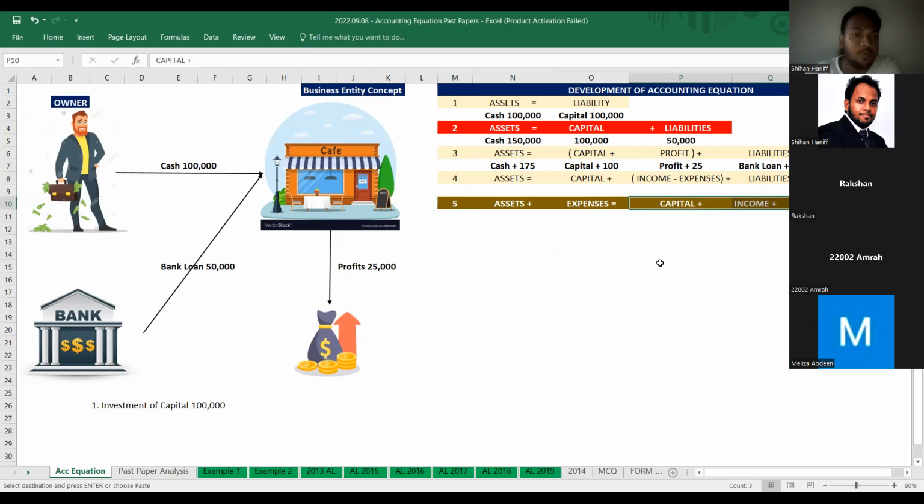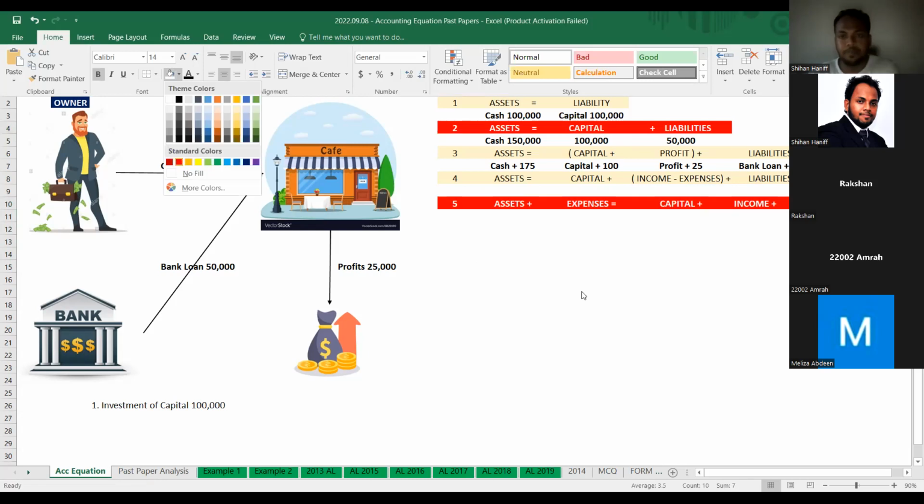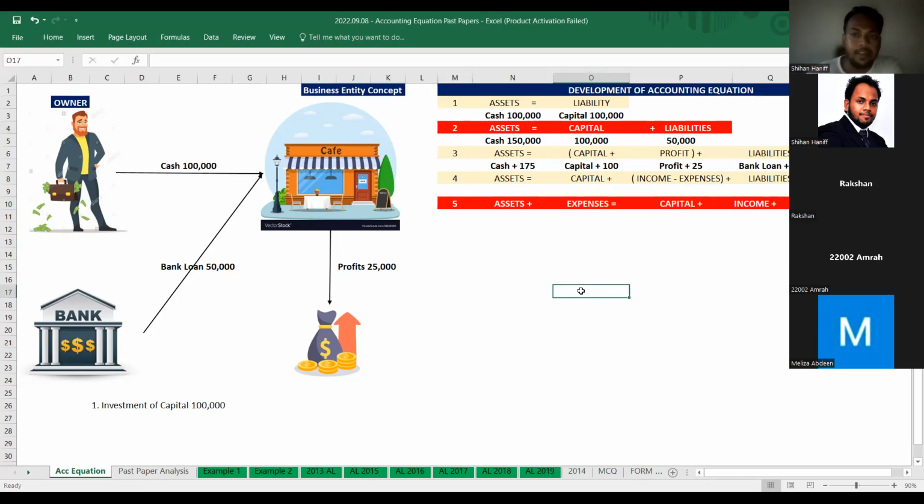So this is how we derive the accounting equation. This is the development of the accounting equation. And we don't use all these equations. We use mainly the second one and the fifth one. These two are more important for us. Assets equals capital plus liabilities. Then assets plus expenses equals capital plus income plus liabilities.